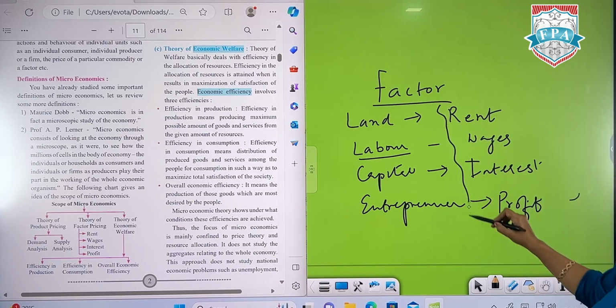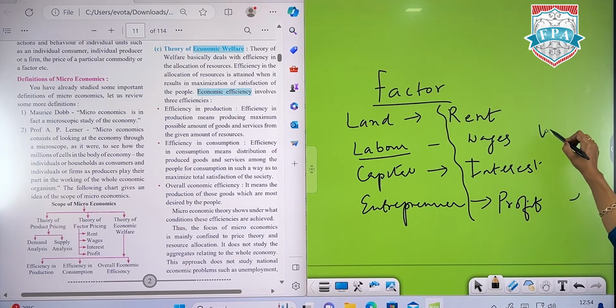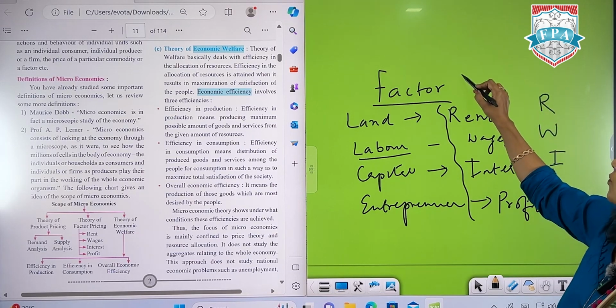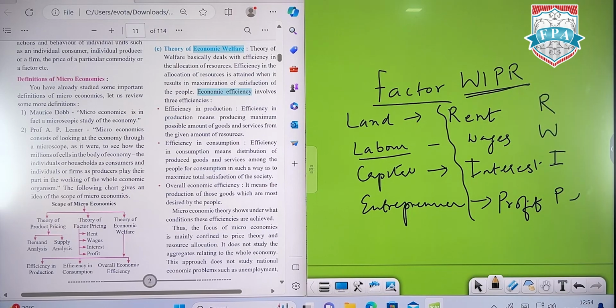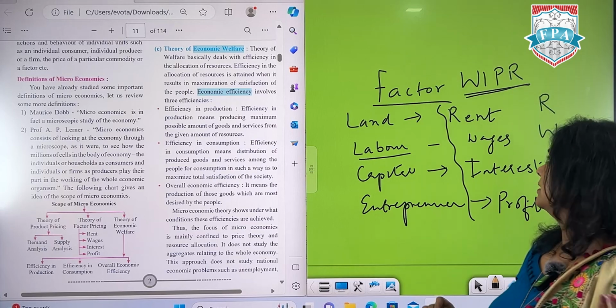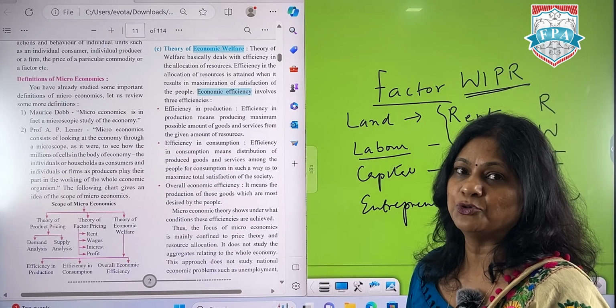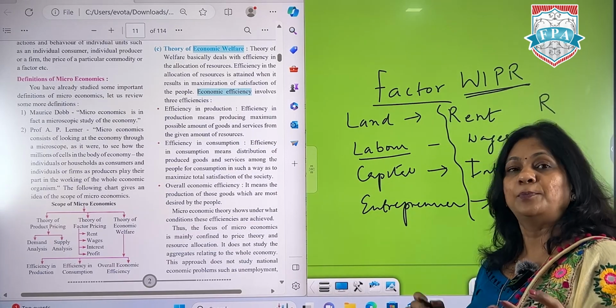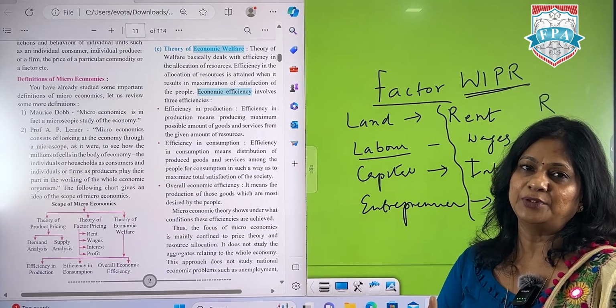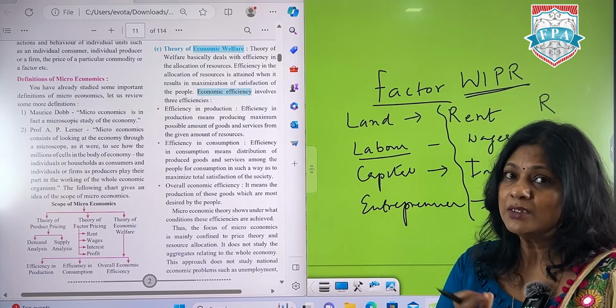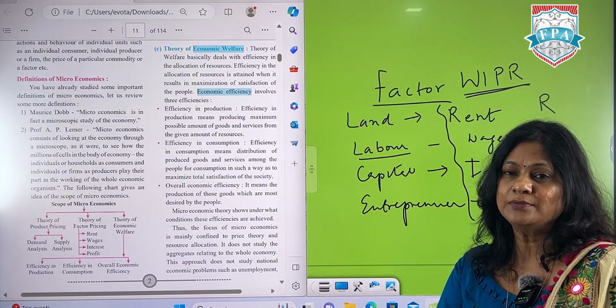If I tell you how to remember this, can you remember the word WIPR, that is, wiper? After factor, remember the word wiper. In wiper, W is for wages, which you pay to the laborer, I is for the interest which you pay for the capital, P is for profit which you pay to the entrepreneur, and R is the rent which you pay for the land. So can you elaborate on this and write it down in the examination?